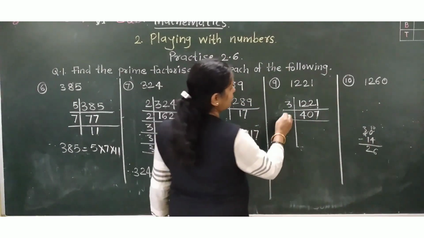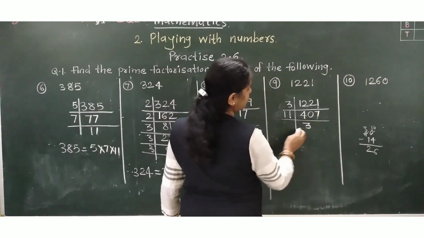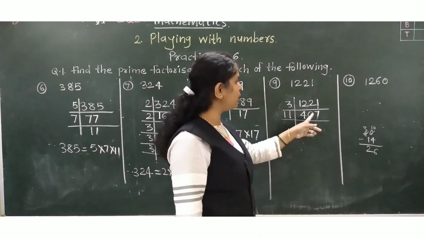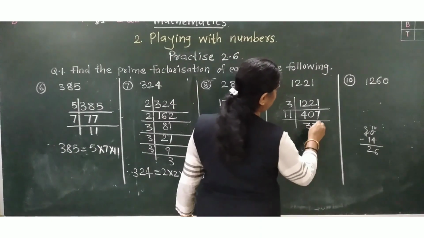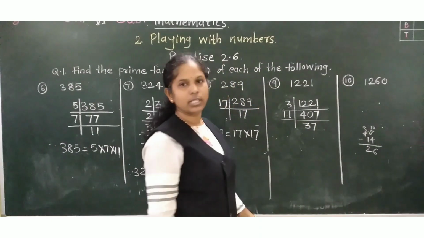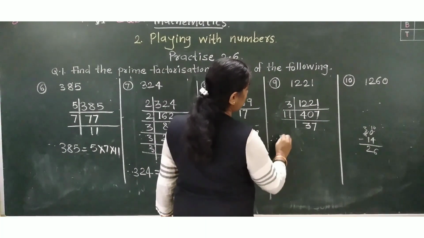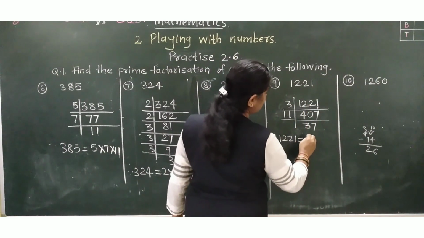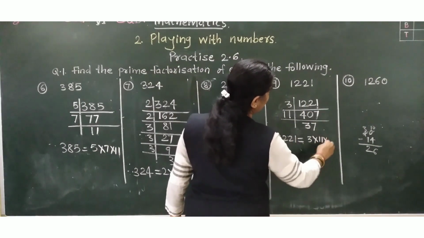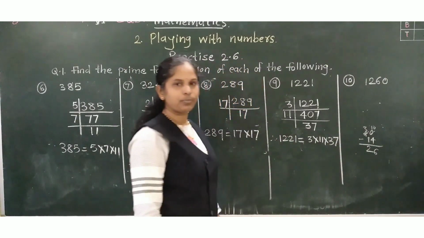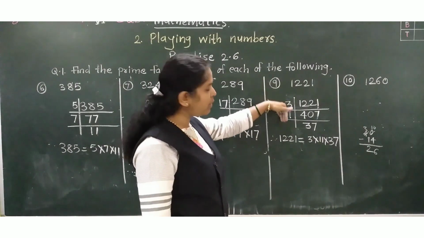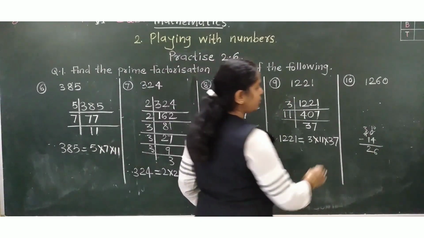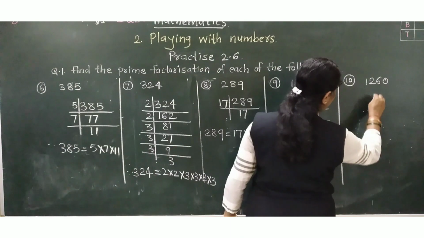Can we divide it by 11? See here, 11 3s are 33. 40 minus 33 is 7. And again 11 7s are 77. Now see, 37 is a prime number. Therefore, the prime factorization of 1221 is 3 into 11 into 37. On this side we have to go on dividing by all prime numbers and check whether it is divisible or not.